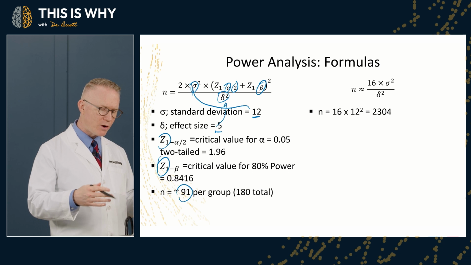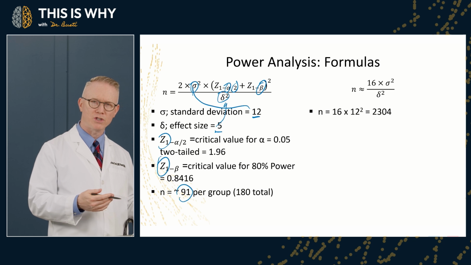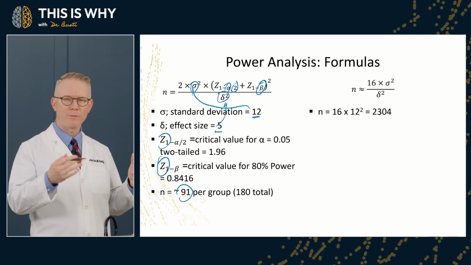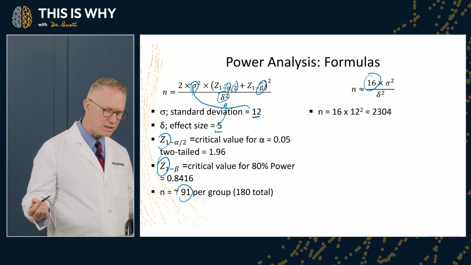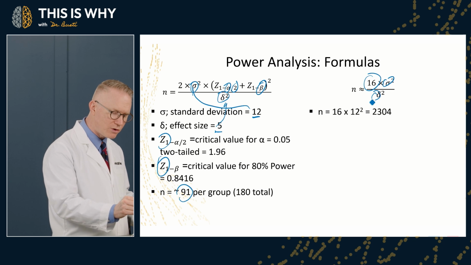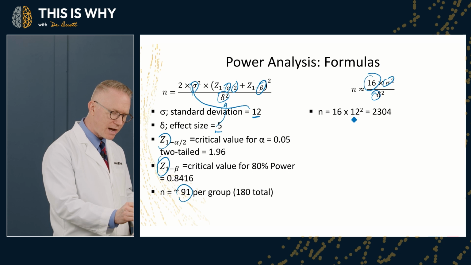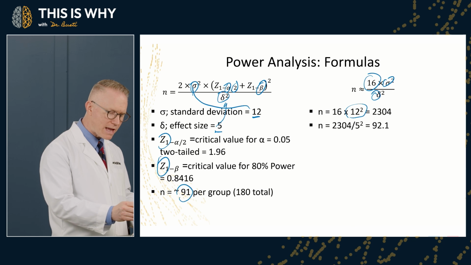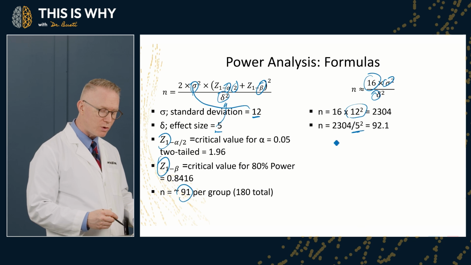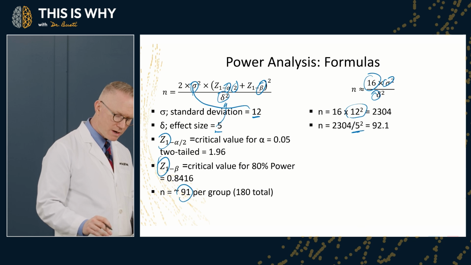So if you compare that over here, this is the math on the simplified equation, again, assuming alpha 0.05, two-tailed, your multiplier for power of 80 is 16. So all you do is just plug in these 2 values, and you do the math, right? So 16 times 12 squared, then you take that and divide it by 5, which is your effect size, right? Then you get 92.